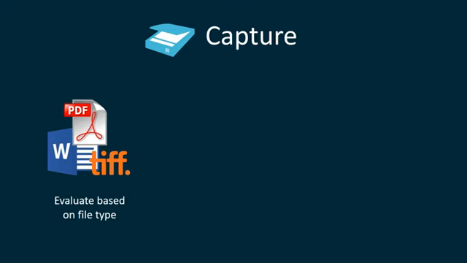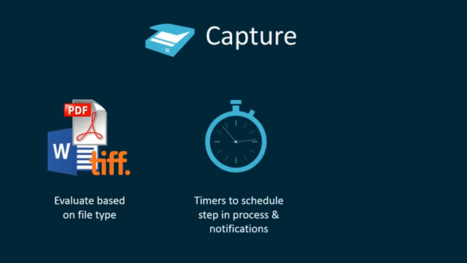And there are multiple other use cases for where the file type would be used to trigger a specific path of action. We've also added timers to schedule the steps within processes and to send notifications, and those could be a kind of a general report or a notification based on specific events or times.